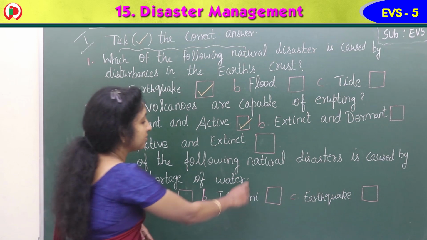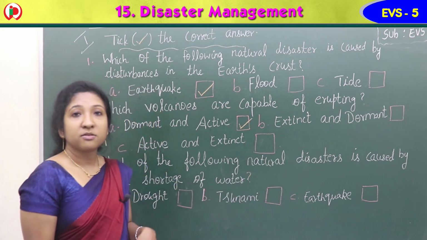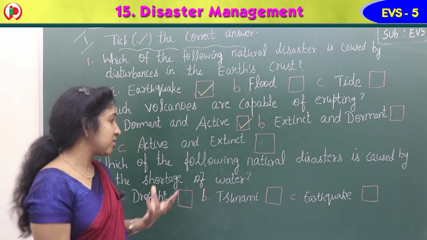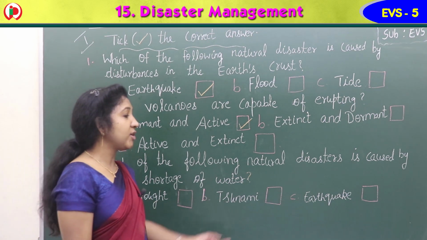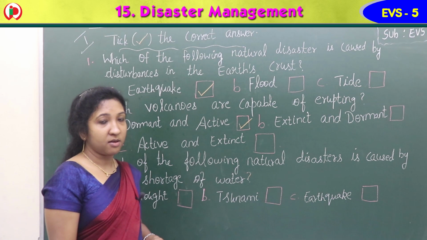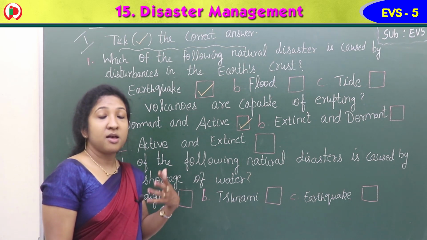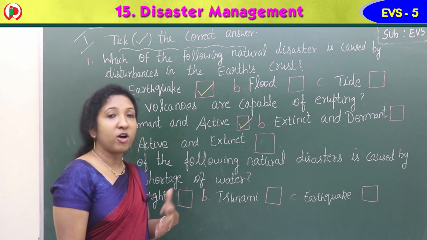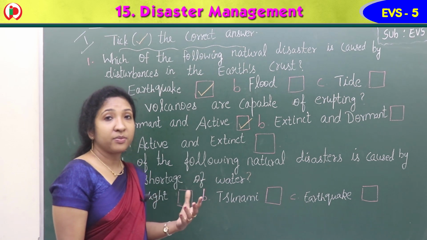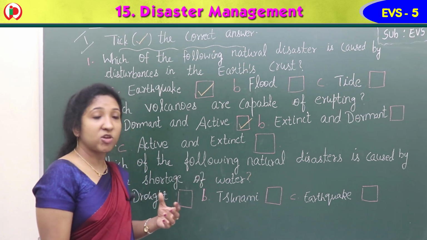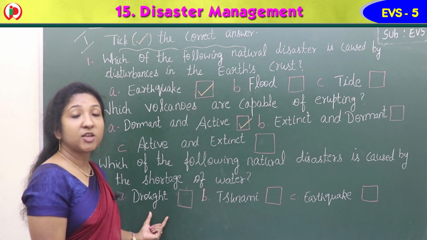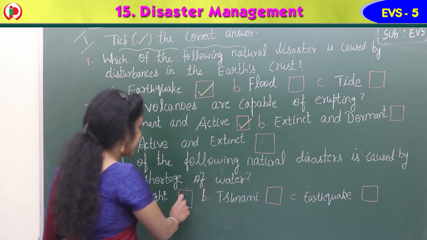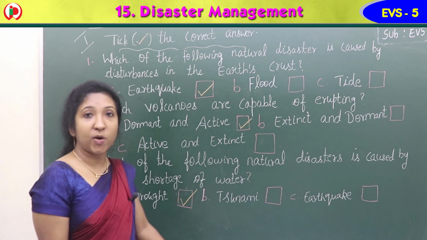Shortage of water. Shortage of water causes which disaster? Natural disaster. Option A, drought. Option B, tsunami. Option C, earthquake. If there is no rainfall, no water, then shortage of water results in a dry condition called, yes, drought. D-R-O-U-G-H-T. Option A, drought. So tick here in this box, square box.